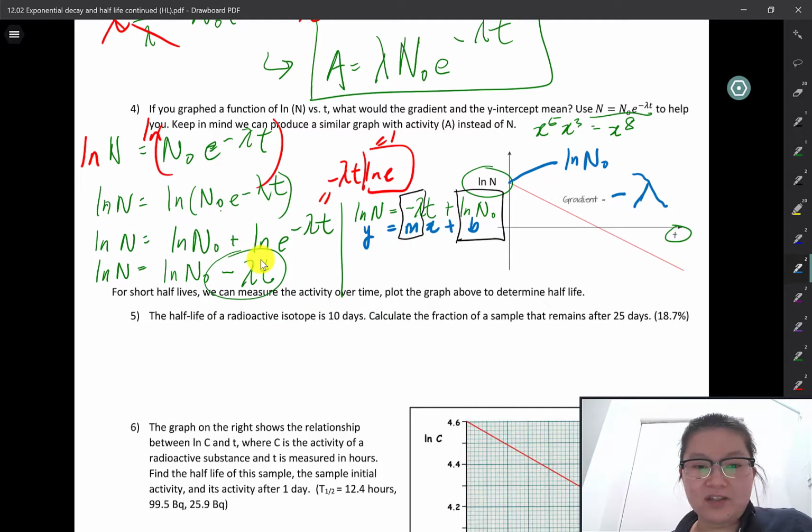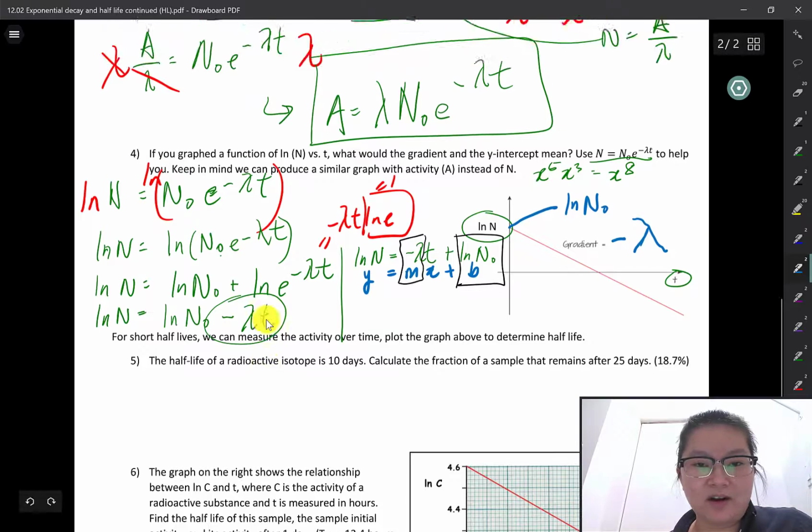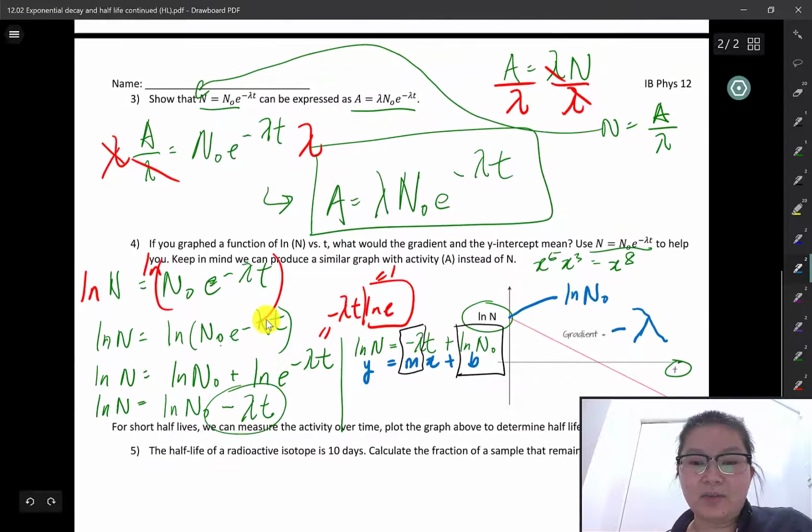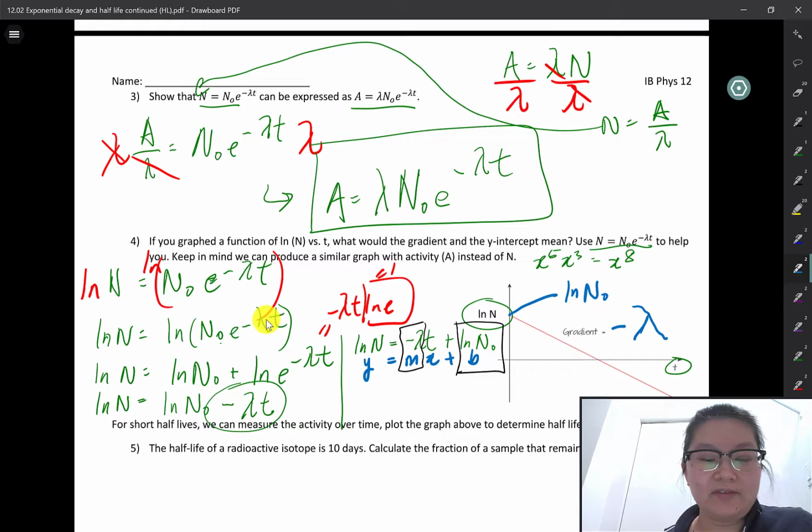We are going to stop there because the next few examples are actual calculation examples. But here we go, this is more of the theory stuff.